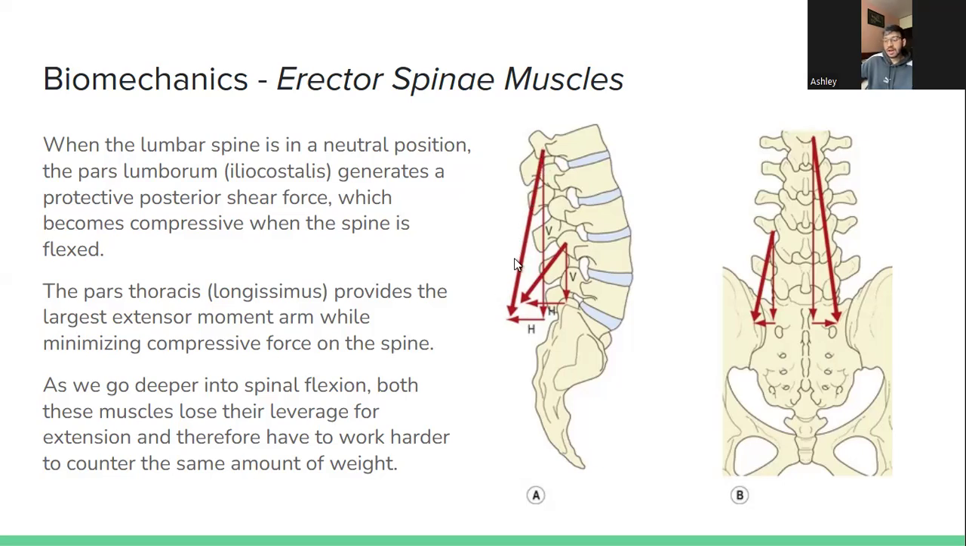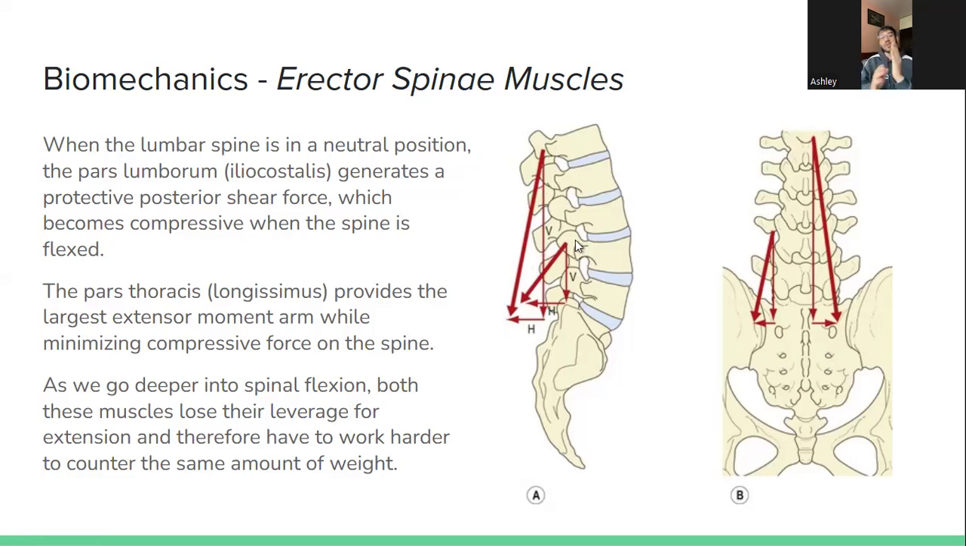Similarly, this pars thoracis, which is attached more in the thoracic region, is also trying to pull it. But you can see the angle is not more on this side. It's slightly downward, more down. So it's a little bit more helpful with compression.